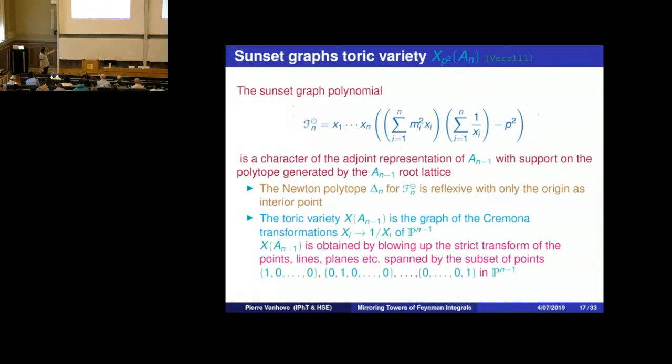Then you realize as well that the Newton polytope for the sunset graph is reflexive and has only the origin as an interior point. And actually the origin is parameterized by p squared. So p squared is a very distinguished parameter in my construction. You can construct a toric variety as the Cremona graph of the transformations that is the inversion. That means your toric variety is obtained by blowing up exactly what I told you at the beginning, the blow-up of this point. And the parameters that enter the blow-up are exactly the mass parameters.